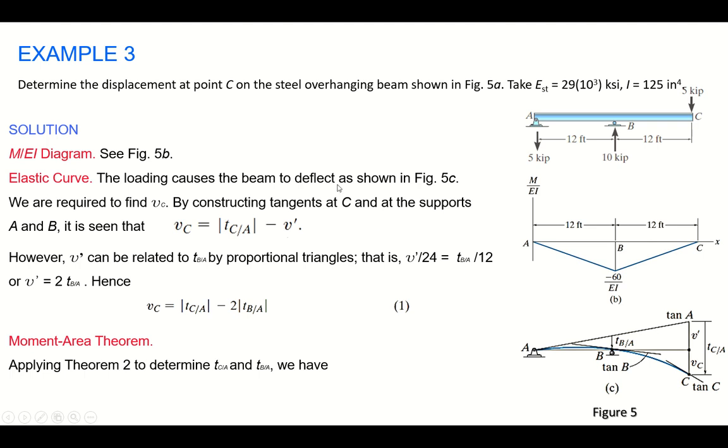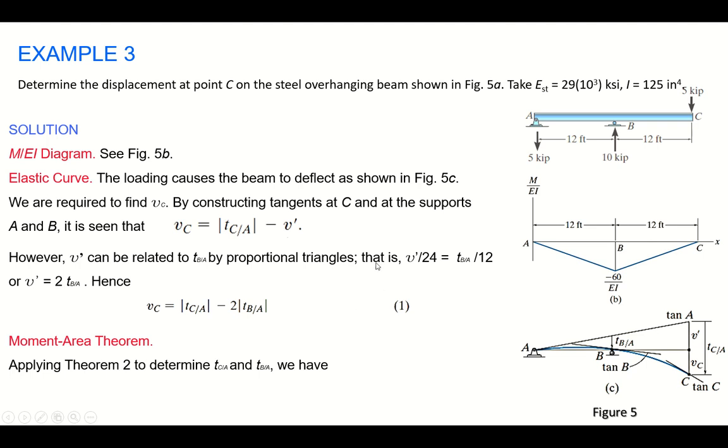So keep in mind that this mu C is equal to Tc by A minus mu dash. So we need to find this Tc by A and we need to find this mu dash. However, mu dash can be related to Tb by A over here, right? Because it can be solved by similar triangles. So once we can find this Tb by A, we can simply find out mu dash by similar triangles.